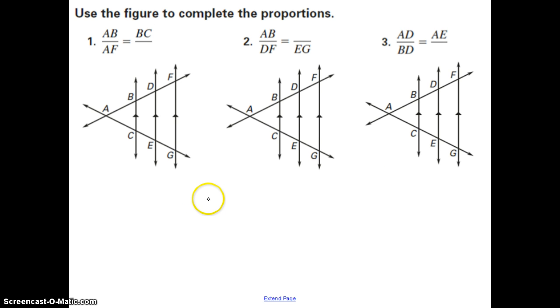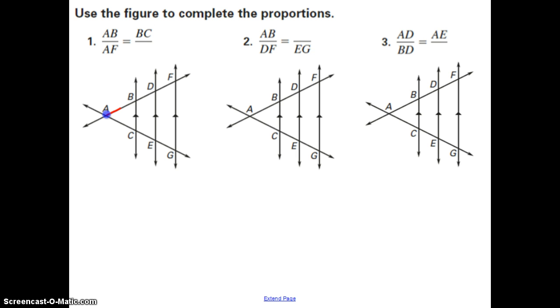In this set of problems, we're going to use the figure to complete the proportions. In this figure, I need you to first see this small triangle ABC, the medium triangle ADE, and then the big triangle AFG. That's going to be really important as we compare each of the proportions.